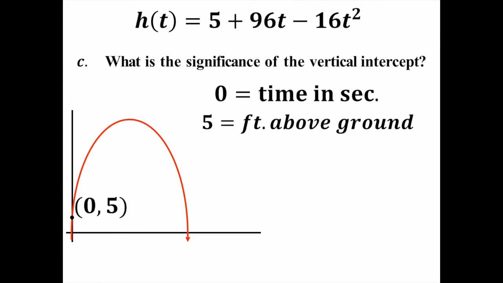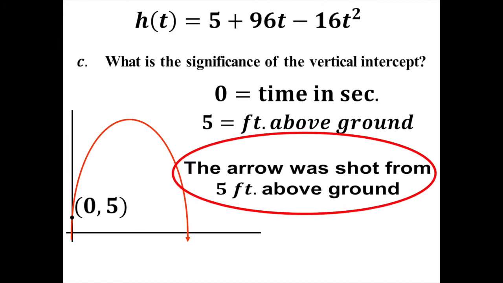That's decent, which basically means at 0 seconds, this is right before she shot it, because once she shoots it, it's no longer 0 seconds. There's some sort of time value there. So the best way to write it would be something along the lines of the arrow was shot from 5 feet above the ground.